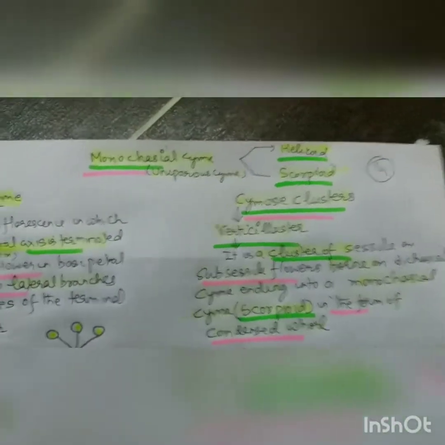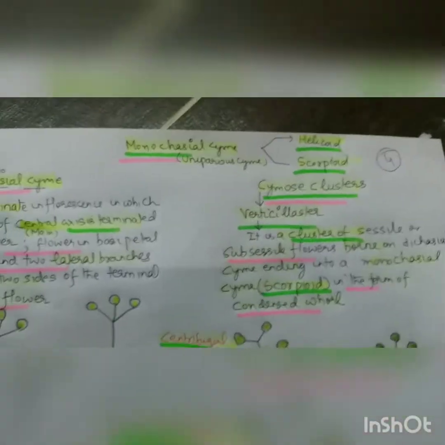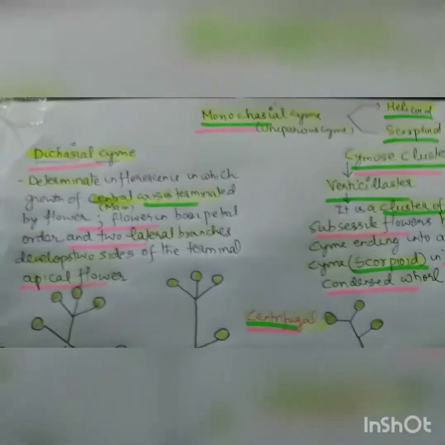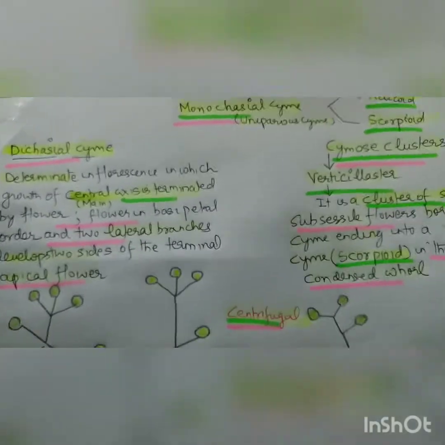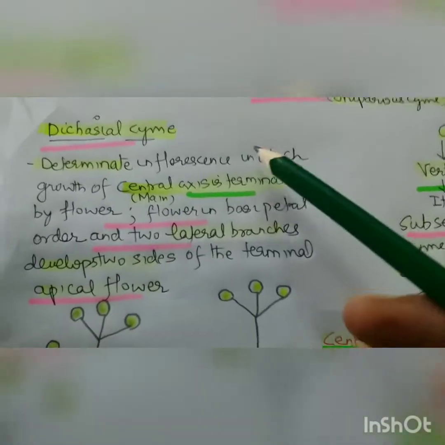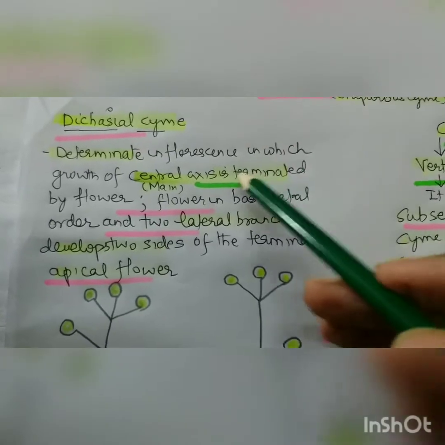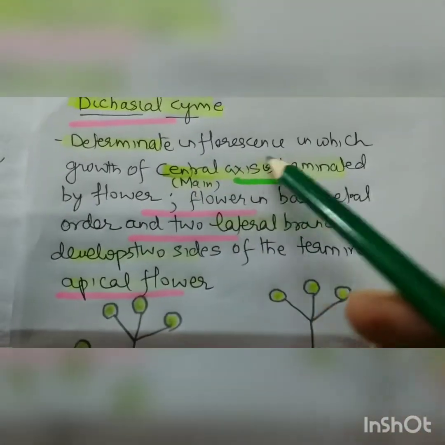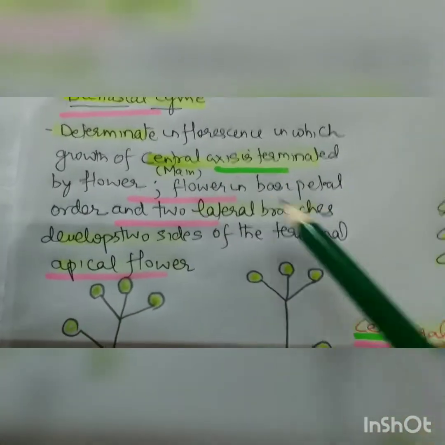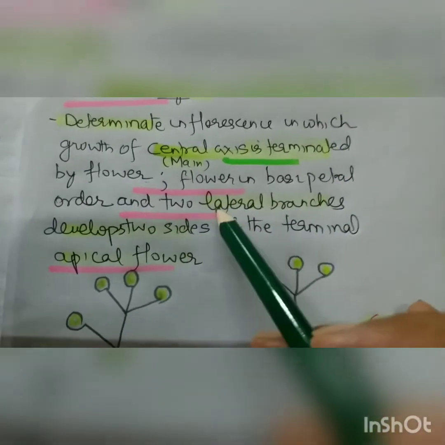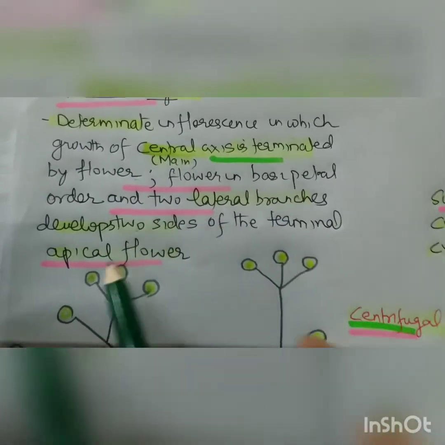Now I am coming to the last part of our lecture, because I have one query about the difference between the dichasial cyme and cymose clusters from one of your colleagues. So dichasial cyme we did a lot of times. It is a determinate inflorescence in which the central axis is terminated by a flower. Two lateral branches develop on the sides of the terminal flower.